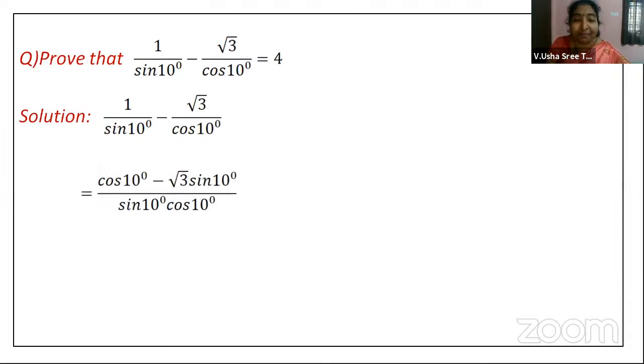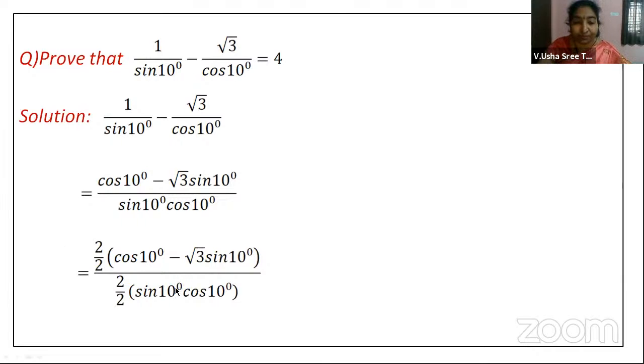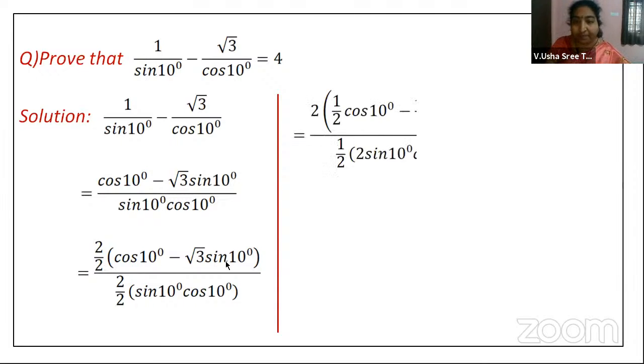Okay, now take LCM. You have it as sine 10 degrees and cos 10 degrees. Now, to simplify it, you will get cos 10 degrees minus root 3 sine 10 degrees. Now, when you look at the denominator, it is sine A cos A. If we can take 2 here, it becomes 2 sine A cos A, which looks like the sine 2A formula, isn't it? Now, in the numerator and the denominator, we will multiply and divide with 2. Then, the 2 in the numerator we will keep as it is. 1 by 2 we will take inside. Now we will see what happens.